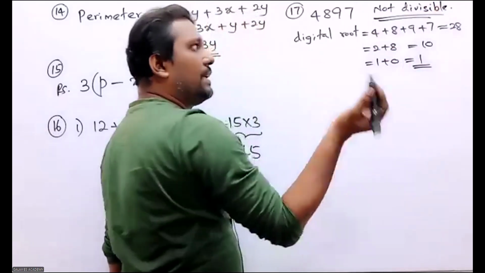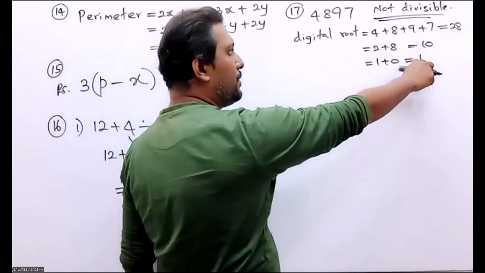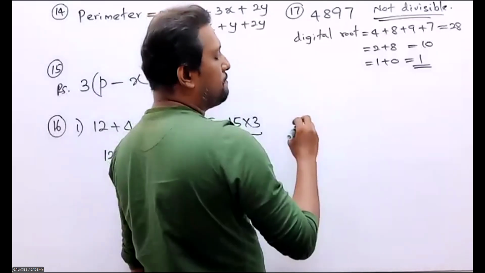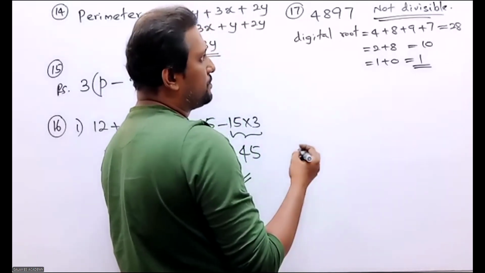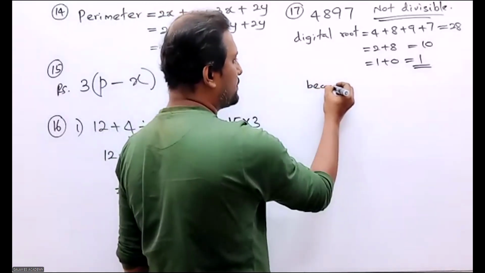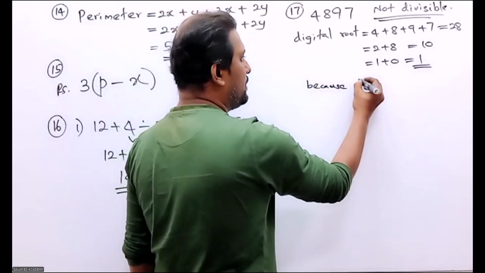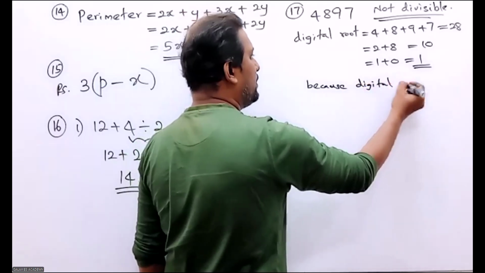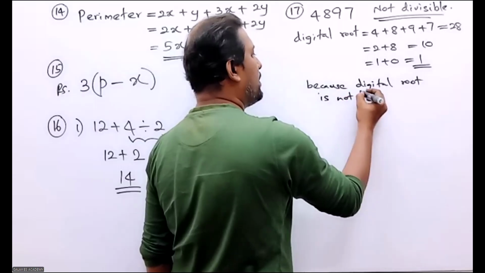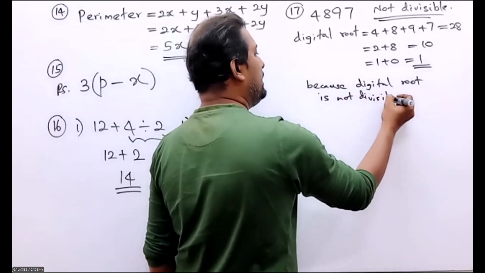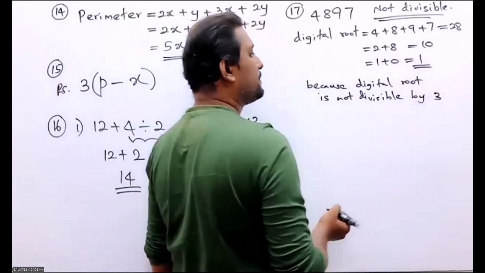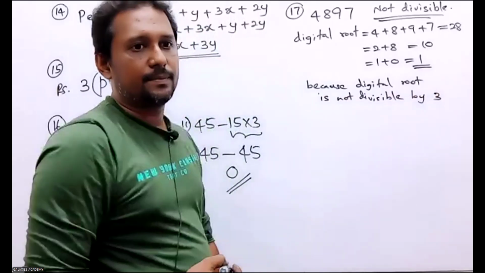Then also you have the reason right now. The digital root you found is 1. Right? So you can write because the digital root is not divisible by 3. It is the reason.